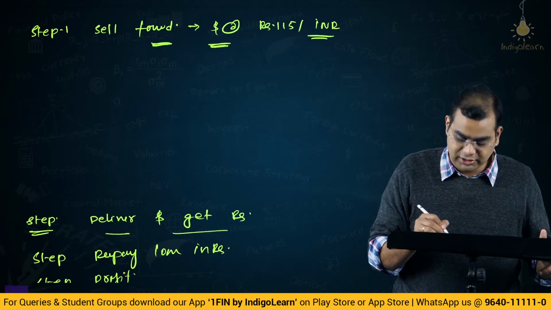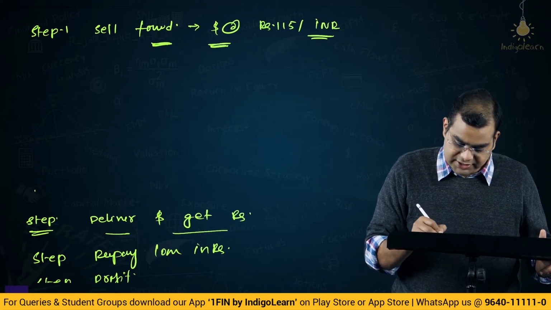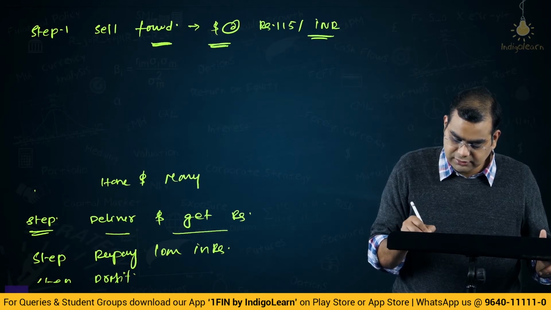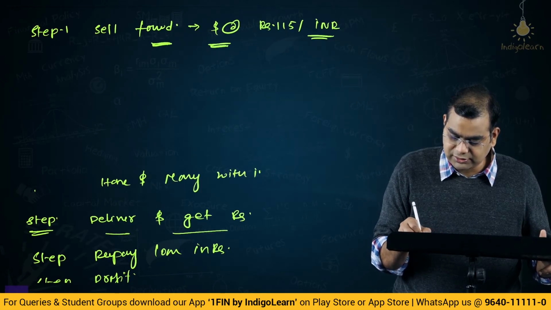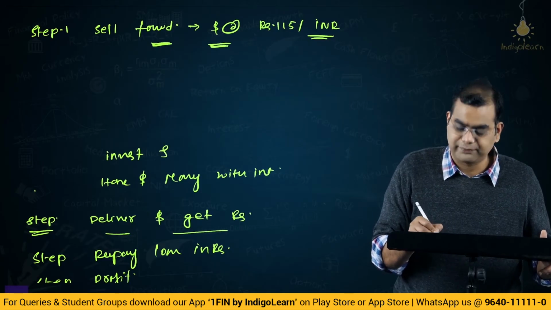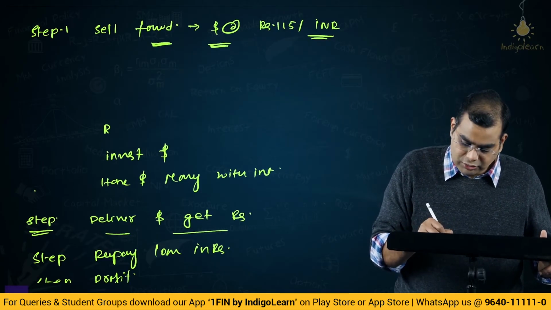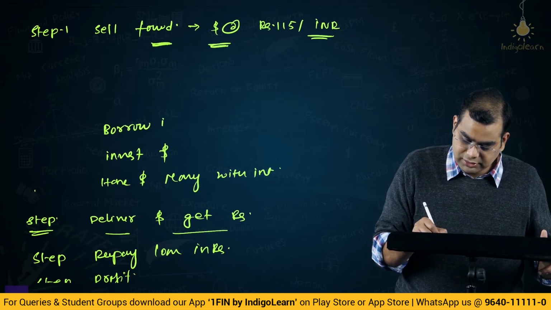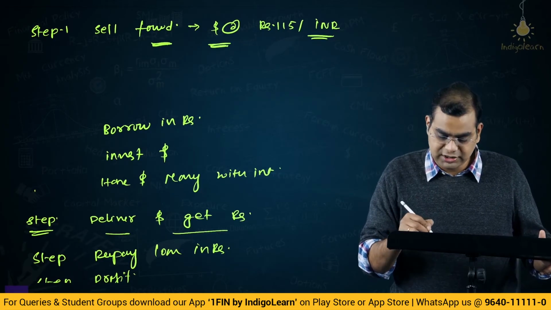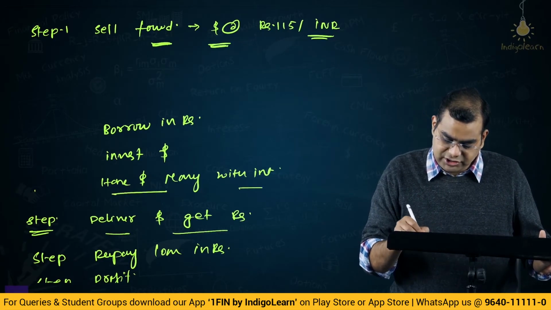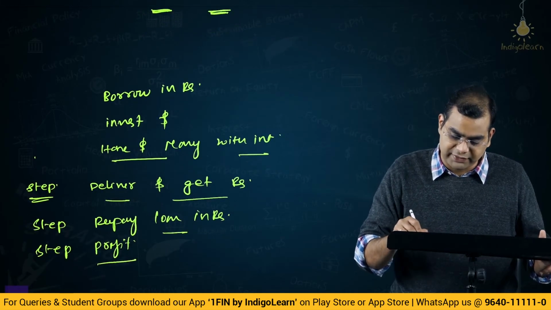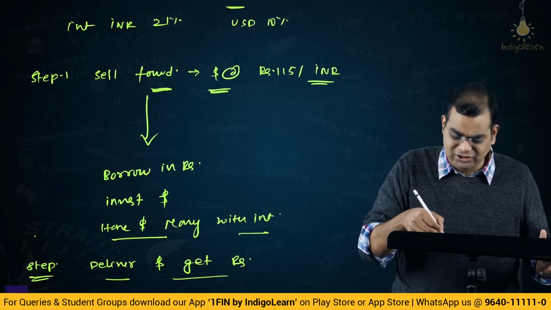If you have to deliver dollar, you need dollar money. The previous step is have dollar money with interest, meaning invest dollars, meaning borrow in rupees. You borrow in rupees, you invest in dollars, you have the dollar money with interest, you deliver the dollar and get the rupees, you repay the loan in rupees and you will be left with a profit. I actually left more gap here.